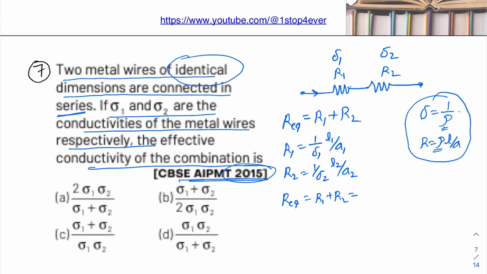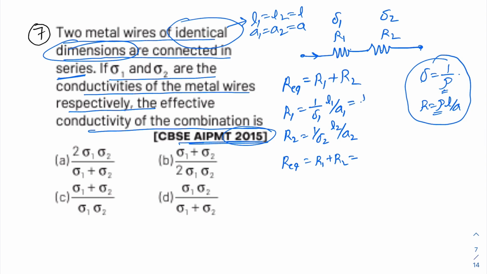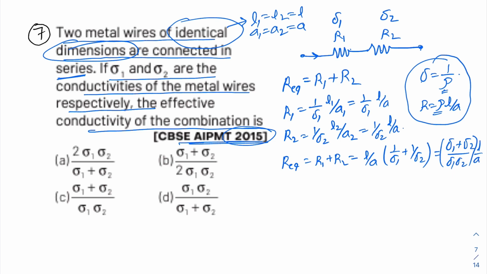Here it is given identical dimension, meaning length L1 equals L2 and A1 equals A2. Let it be L and A. So your R1 will be 1 by sigma 1 into L by A and R2 will be 1 by sigma 2 into L by A. So R1 plus R2 will be L by A into (1 by sigma 1 plus 1 by sigma 2). So it will be (sigma 1 plus sigma 2) divided by (sigma 1 into sigma 2), into L by A. This is your R equivalent.